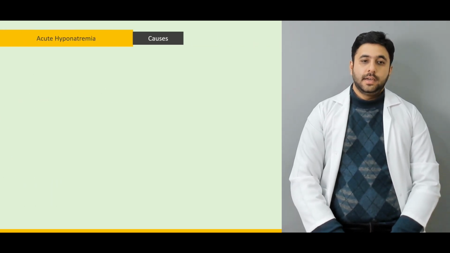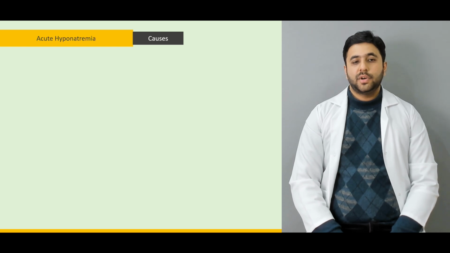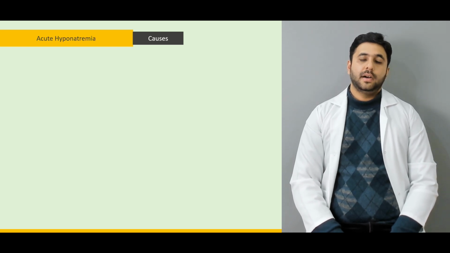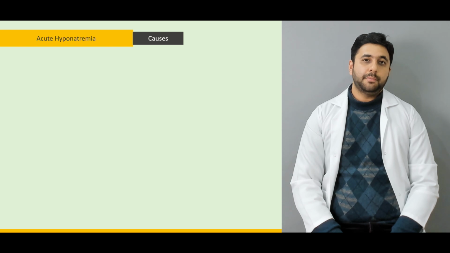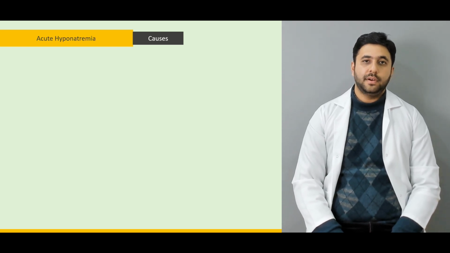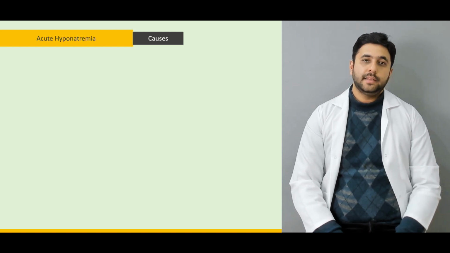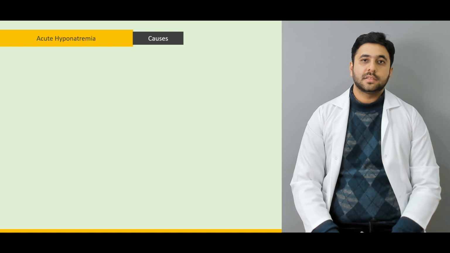Now, as we have evaluated the various causes, let's talk about what is acute hyponatremia. Acute hyponatremia is basically hyponatremia developing within 48 hours. 48 hours is the cutoff which we have set for the hyponatremia to be either acute or chronic. Any hyponatremia which develops over more than 48 hours, we classify as chronic hyponatremia. Less than 48 hours, we term it as acute hyponatremia.